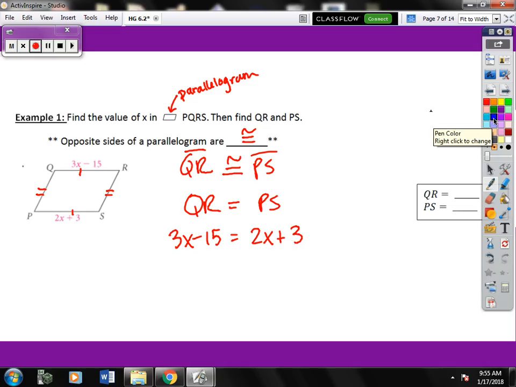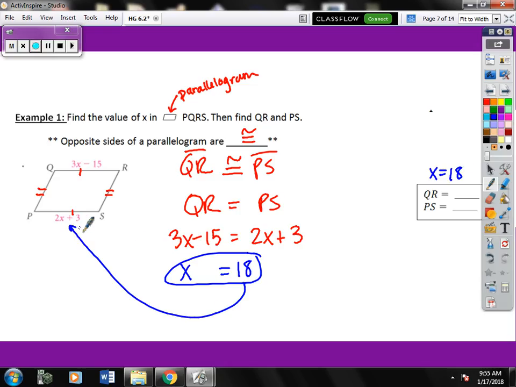What do we got? Go. X equals 18. Subtract 2x, add 15. X equals 18. So that's one of my answers. Actually, probably should have a line for that over here. And I also want you to find QR and PS, which should be the same number if done correctly.